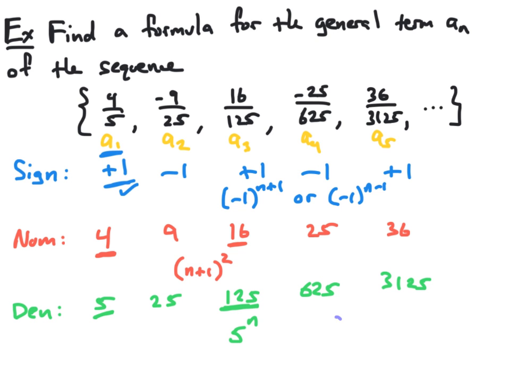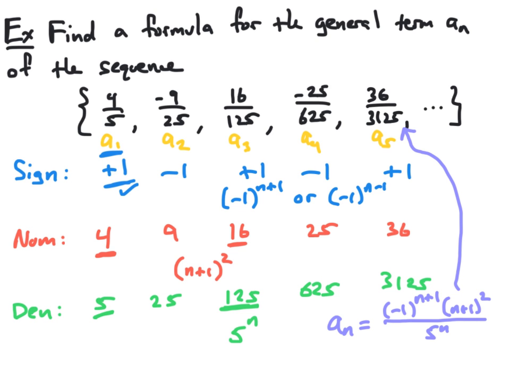So we put all of this together, and we see that we get a final formula of our original sequence as -1 to the n plus 1 multiplied by n plus 1 quantity squared all over 5 to the n. And this formula here gives us everything that we need, both for the sign, the numerator, and denominator in the appropriate places. We can always check this. For example, if we pick n to be 5 and substitute n equals 5 in here, we will see that we do indeed get 36 over 3,125.